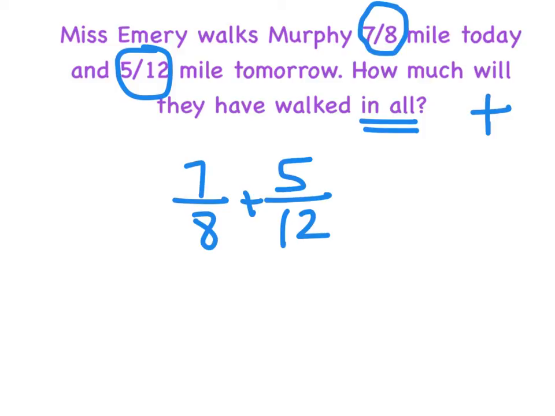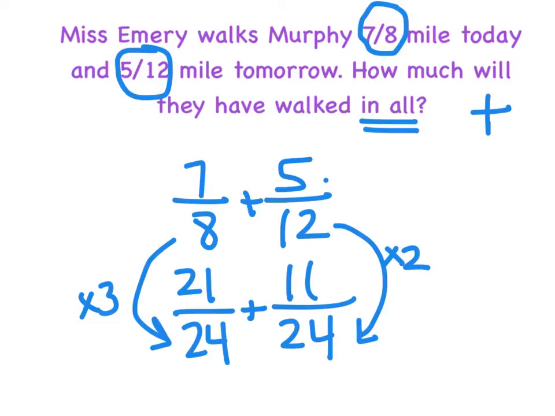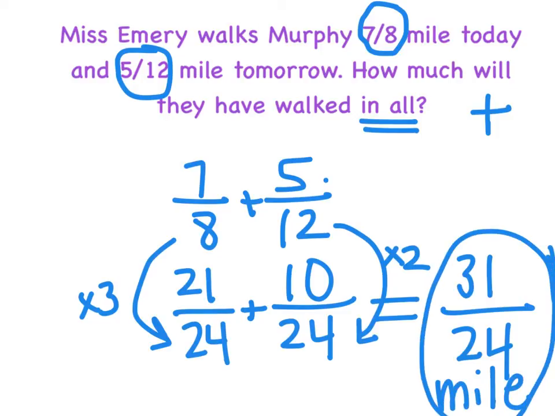I need to follow my 4 steps. First step being to find a common denominator. In this case, the lowest common denominator is 24, but I could have picked anything else. To get from 8 to 24, I multiply by 3, so 7 times 3 is 21. To get from 12 to 24, I multiply by 2, so the numerator, 5 times 2, is 10. Now I just add my top numbers. 21 plus 10 is 31. And put it over my same denominator, 24. My final answer is 31/24 miles. This is the same as 1 and 7/24 if you did want to write it as a mixed number.